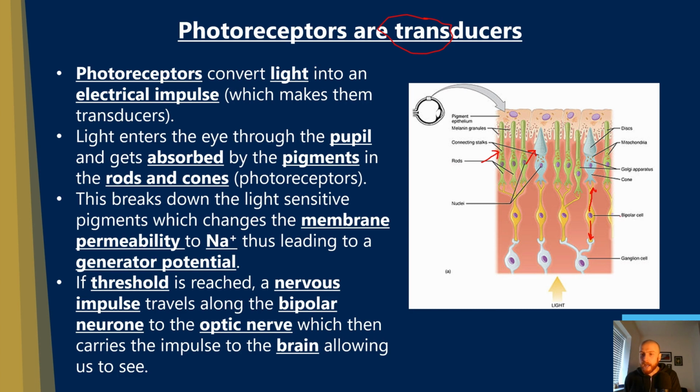So when we think of bi means two. So if we think of, for example, a bicycle, that means two wheels, or binoculars have two lenses. Now, once it's gone through the bipolar neuron to the ganglion cell, it can then travel to the brain and allow us to see.